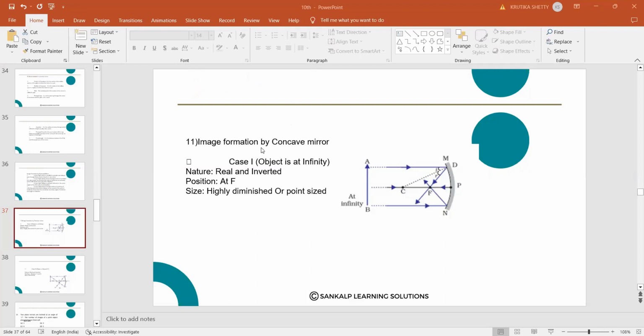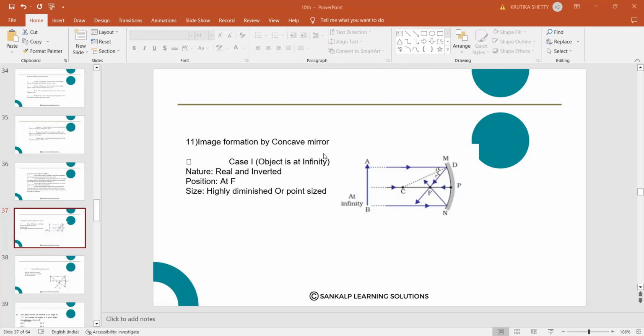So here is the first one, image formation by the concave mirror. So case 1, that is, the object is at infinity. The object is at infinity, meaning we are not keeping the object exactly on the principal axis. Object is somewhere at infinity.